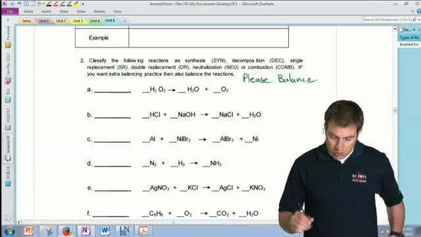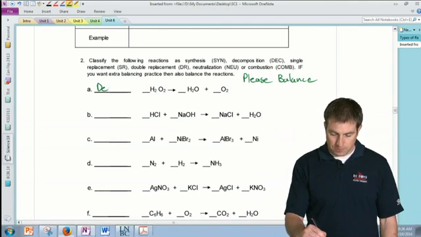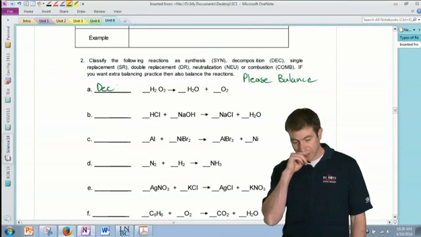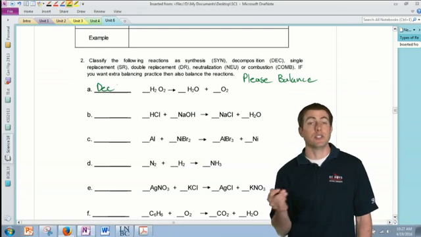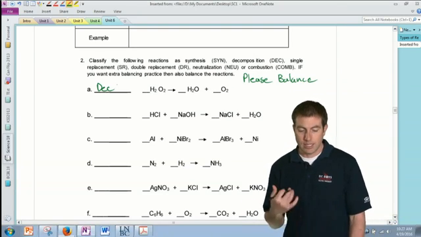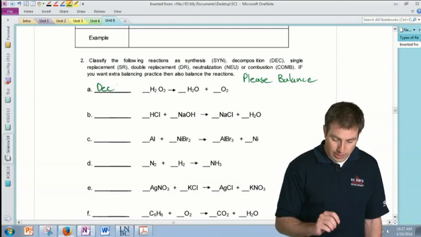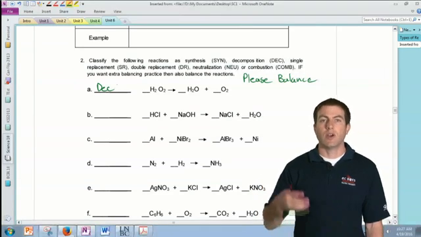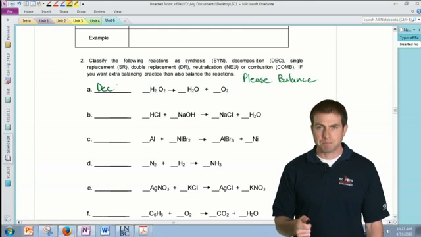Decomposition is right. You can only start with one thing if you are doing a decomposition reaction. That's what's happening here. And H2O2 is actually hydrogen peroxide. This is the example that we did in class. The next one is kind of obvious, but it's not until you've gotten lots and lots of practice at it.